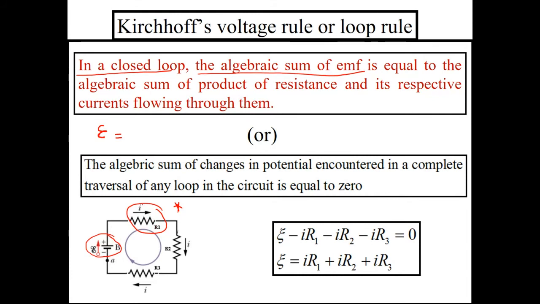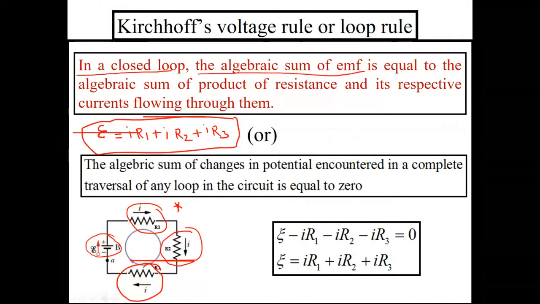So what will you get here? R1 times I, I multiplied by R1, and it's an algebraic sum. So plus, what is here? R2 times I, I multiplied by R2, and here I multiplied by R3. That's it. This will be your equation. Clear? And you have to consider the direction of the current in the battery.